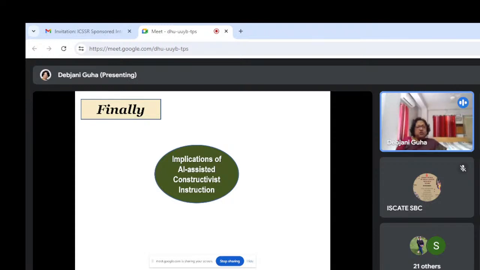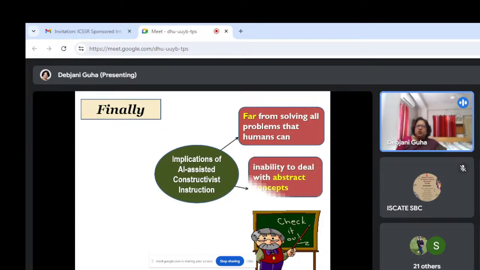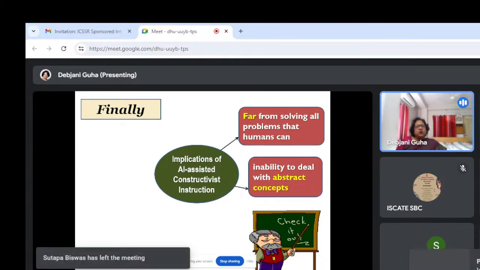Regarding the implications of AI-assisted constructivist instruction, I think the AI-assisted constructivist approach is still far from solving all the problems that human teachers can. Here, emotional intelligence is disrupted. Emotional interaction will also be disrupted and disturbed. The main limitation of AI-assisted constructivism is its inability to deal with abstract concepts which are only meaningful in the context of other concepts.